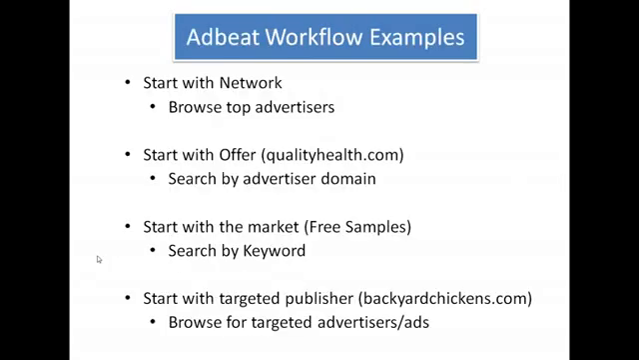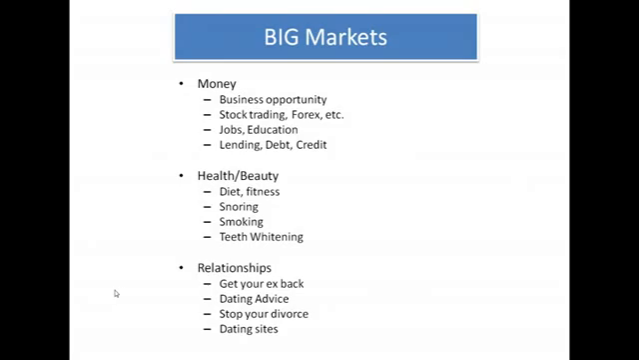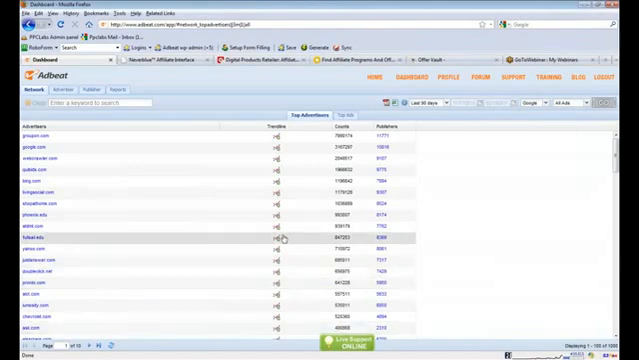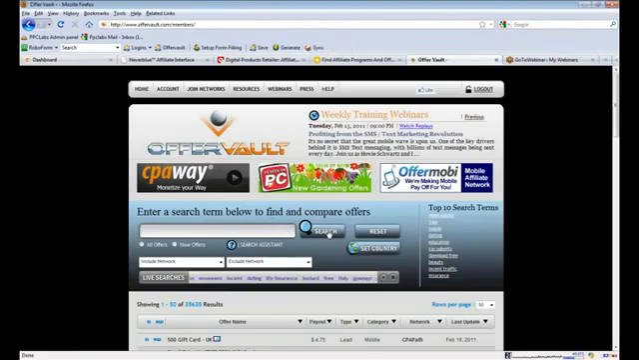Now, what I want to do next is exit this presentation and go into some of these services that I've mentioned before. So OfferVault is a service where you can search for different affiliate offers.